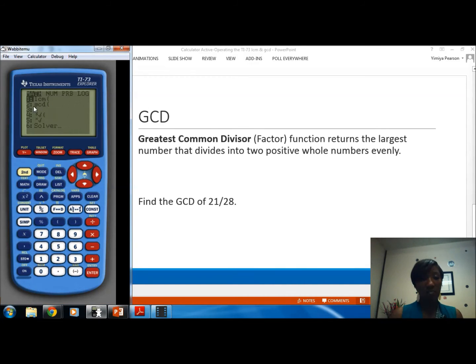The GCD is the greatest common divisor. A lot of times we use the term greatest common factor, but this D does not stand for denominator, it stands for divisor. So the greatest common divisor function returns the largest number that divides into two positive whole numbers evenly.